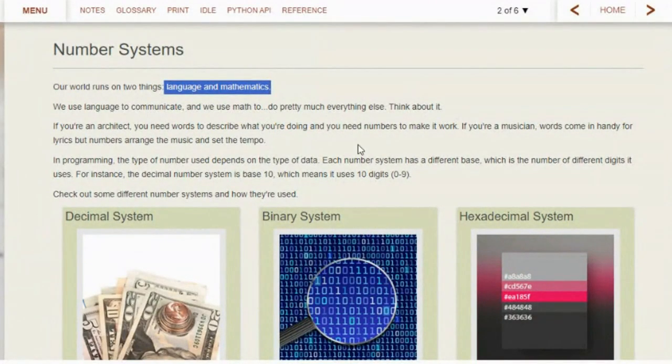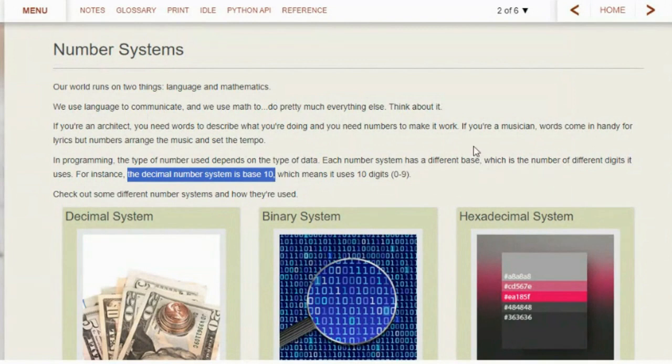I mean, think about it. If you're an architect, you need words to describe what you're doing, but you need numbers to make it work. Architects, a lot of numbers. If you're a musician, words come in handy for lyrics, but numbers arrange the music and set the tempo. In programming, the type of number used depends on the type of data that you're using. Each number system has a different base, which is the number of digits it uses. Like we commonly use the decimal number system. It's base 10, right? That's what our world operates on around us. It uses 0 through 9 as the 10 digits.